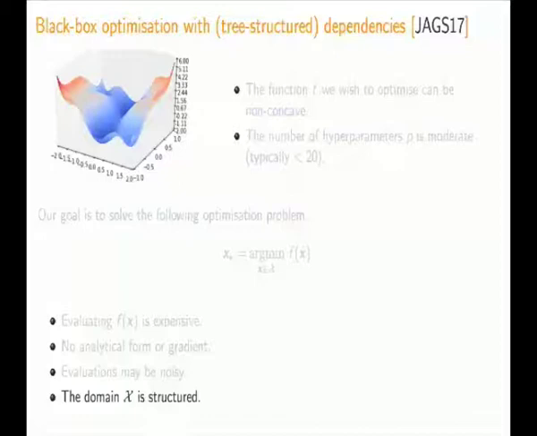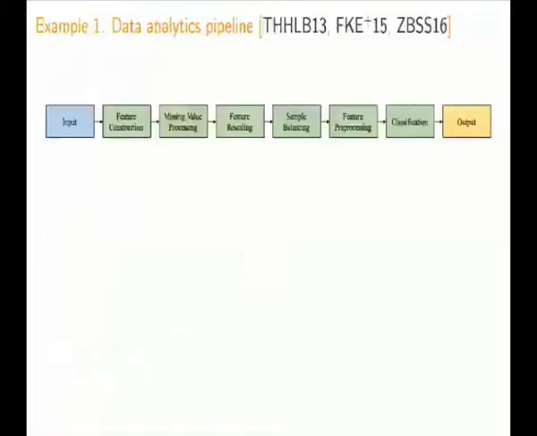In the plain way, I would advise against that. I would always keep it around a dozen. But if you have some information about how the hyperparameters are structured, dependent on each other, maybe you can go beyond that point. You can at least handle a larger number of hyperparameters in a more efficient way. So let's look at some examples.